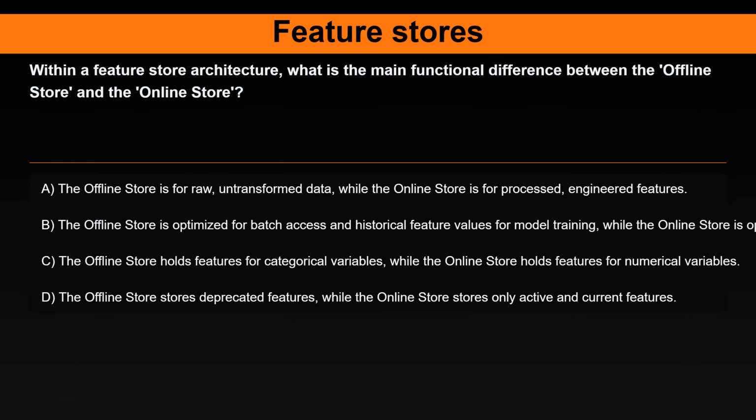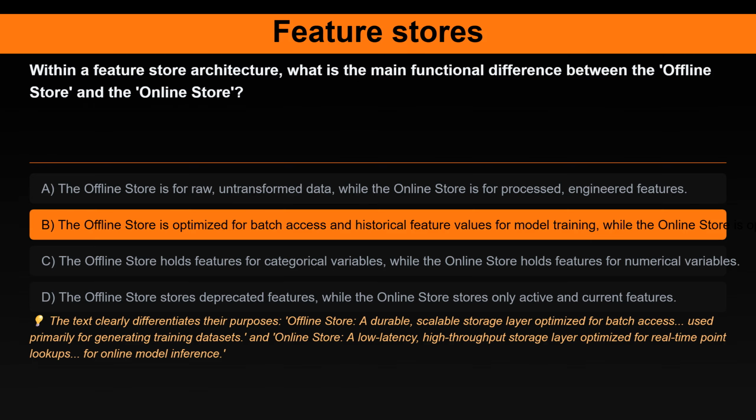Question 8. Within a feature store architecture, what is the main functional difference between the offline store and the online store? Option A. The offline store is for raw, untransformed data, while the online store is for processed, engineered features. Option B. The offline store is optimized for batch access and historical feature values for model training, while the online store is optimized for low latency, real-time lookups for inference. Option C. The offline store holds features for categorical variables, while the online store holds features for numerical variables. Option D. The offline store stores deprecated features, while the online store stores only active and current features.